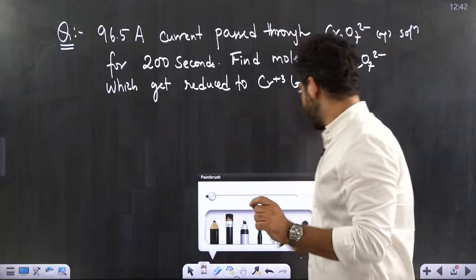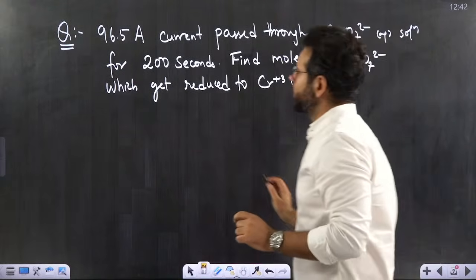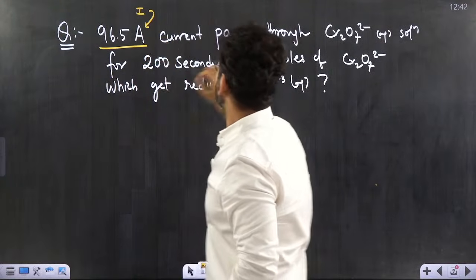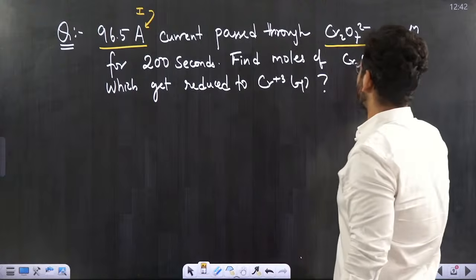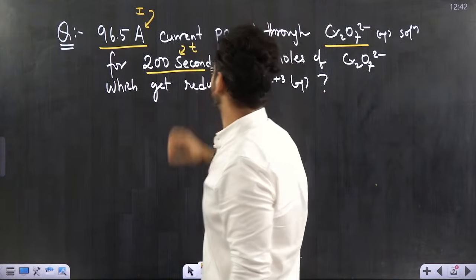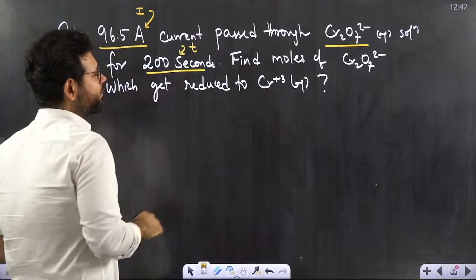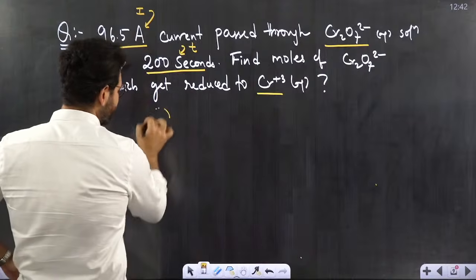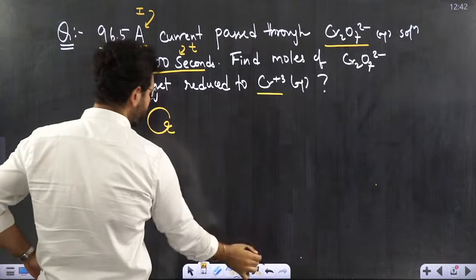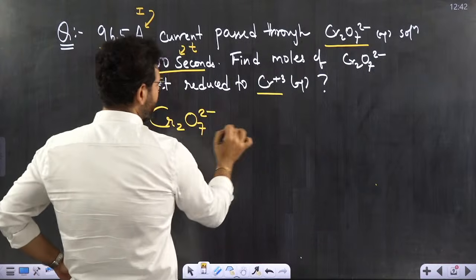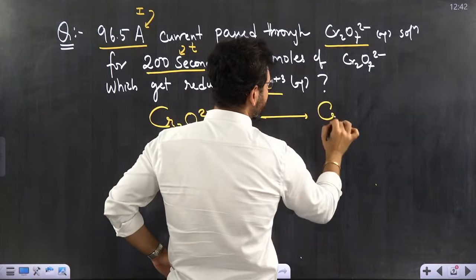Understand the question. Some current, I value is given, is passed through dichromate solution for 200 seconds. Time is given. Find the moles of dichromate which get reduced to chromium +3. So they are saying do a reaction: Cr2O7 2 negative wants to get reduced to chromium +3.